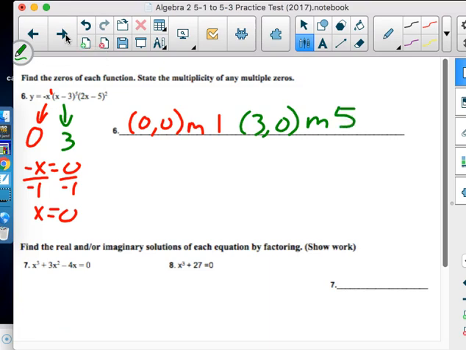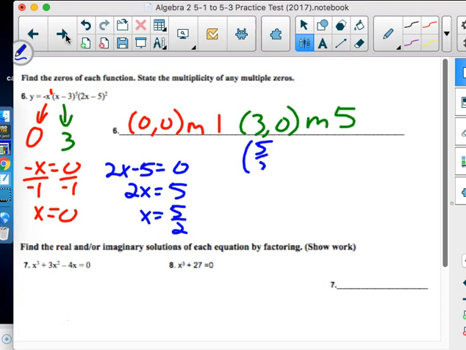Last one, we'd probably want to do a little bit of work. Set it equal to 0. Oh yeah, I'm going to add 5. And then I'm going to have to divide by 2. Multiplicity of 2.